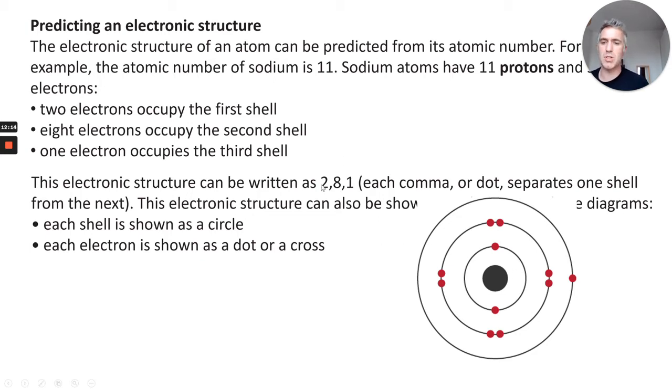So you can either write it as 2, 8, 1. So the comma tells you the different shells. Or you can just draw it like this. 2 on the inner shell, 8 on the next shell, 1 on the last shell. You either draw your electrons as a dot or a cross.